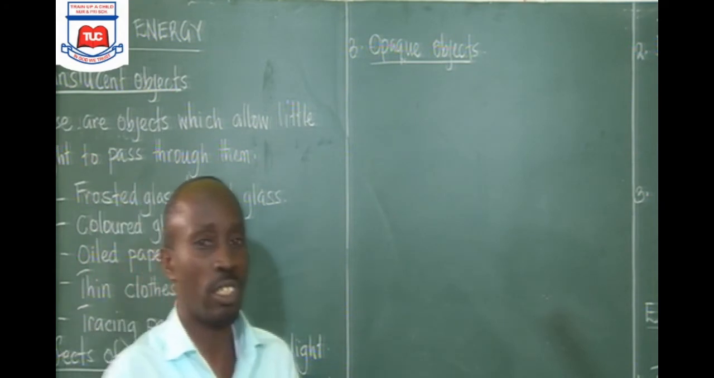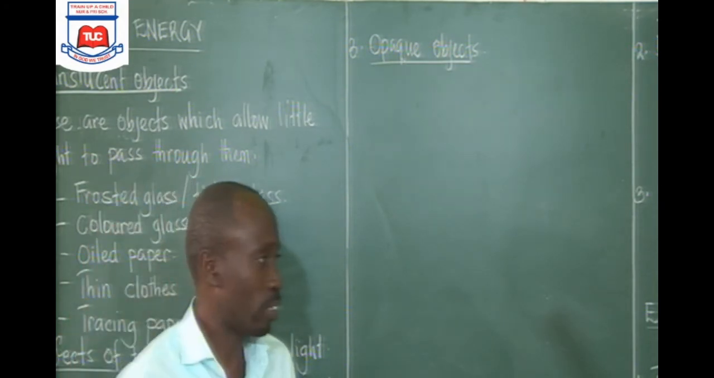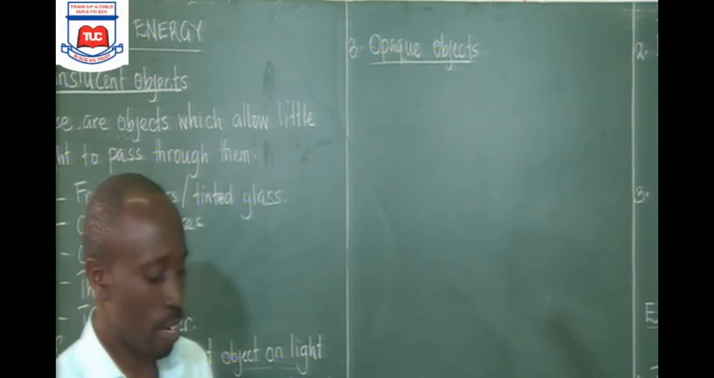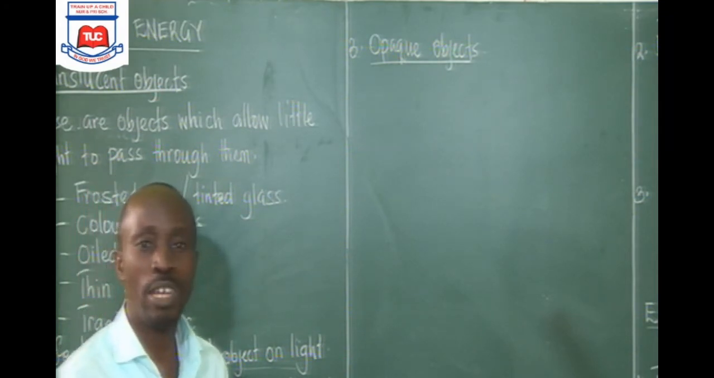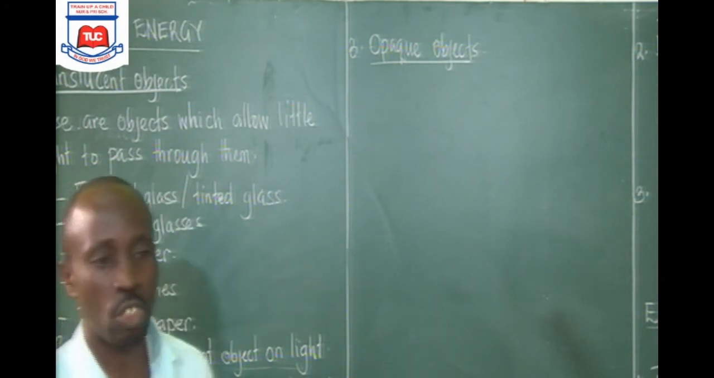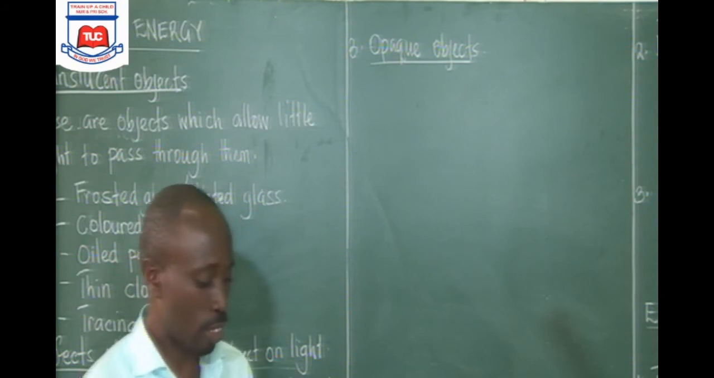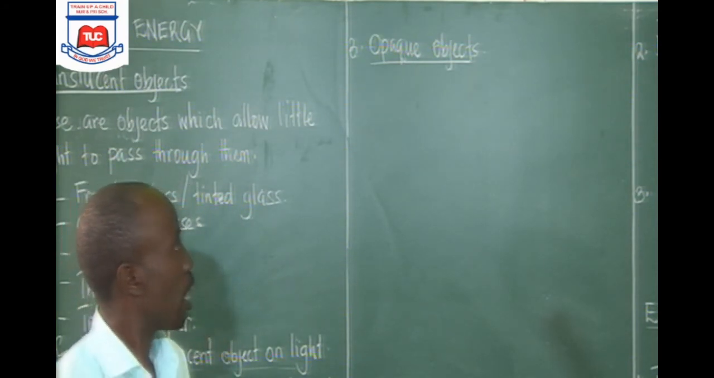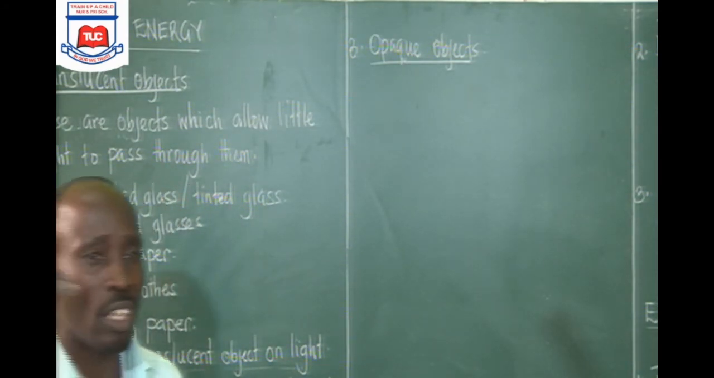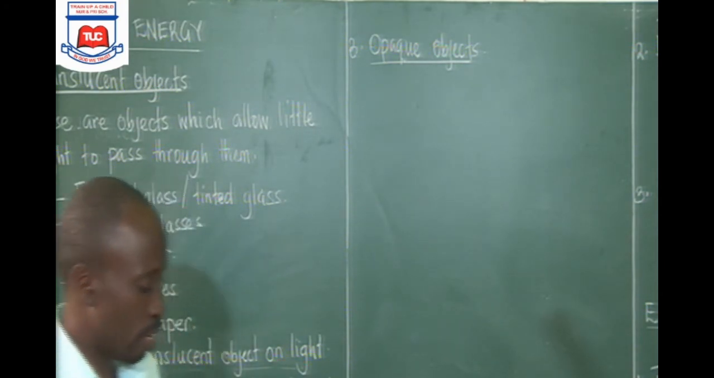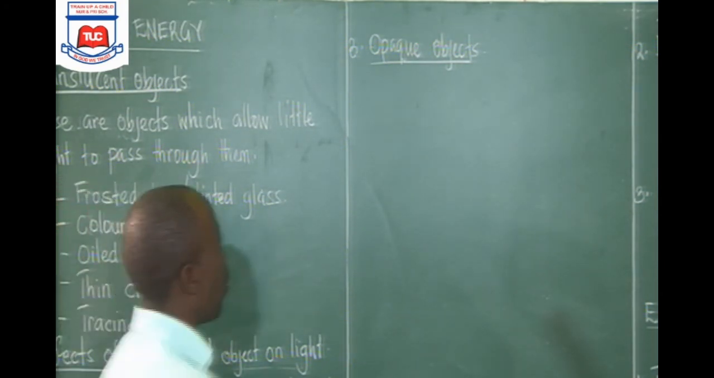For example, myself, I send a shadow backwards. It means I'm opaque. A human being is opaque. A wall is opaque. Many things are opaque. So basically, metals are opaque. You can't see through a metal. Okay? Those are opaque objects.